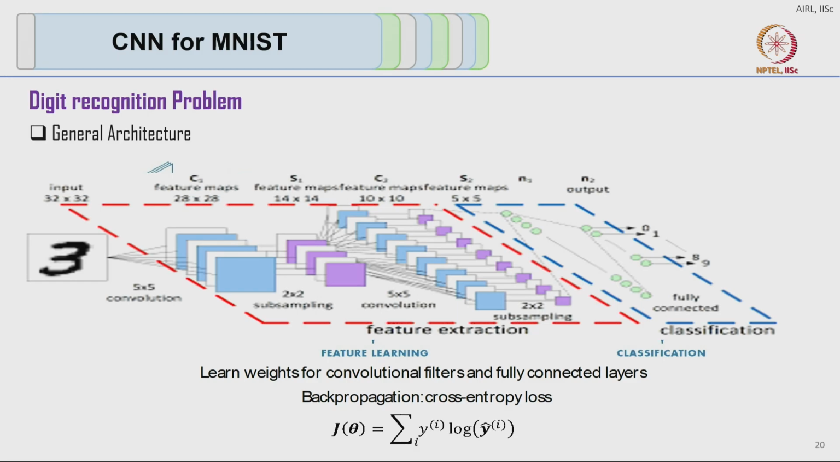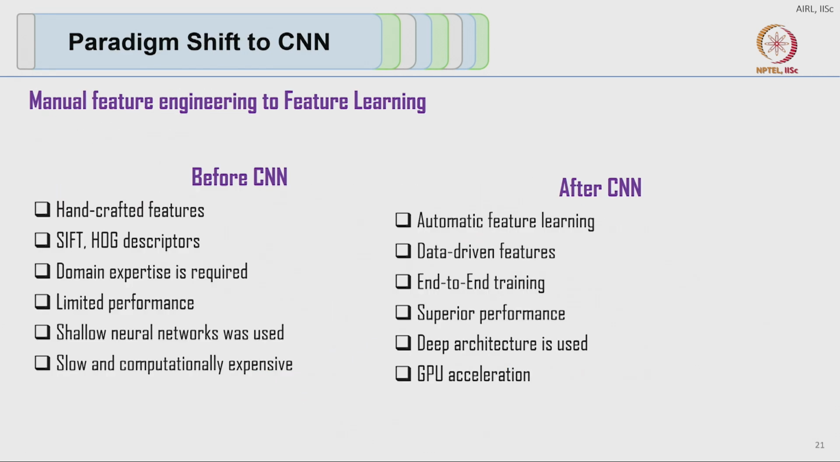So we need to learn the filter weights, and we need to learn the weights of the fully connected network by minimizing the cross entropy loss function, right? That's my loss function. So I can compute the gradient and update all the layers, right? Now let's look at how the paradigm is shifting, before CNN came into the picture and after CNN.